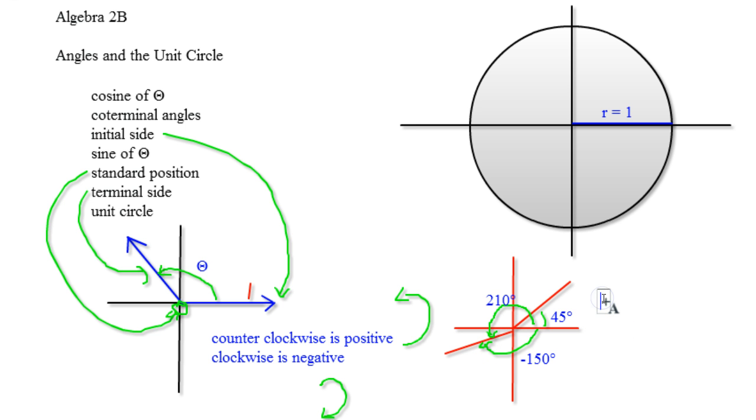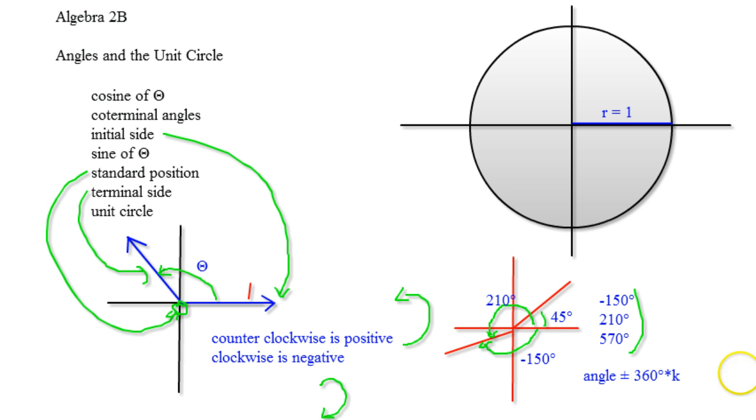So negative 150, 210, 570. These are all coterminal angles as we work with it. They all end in the same spot. And if you ever want to find a coterminal angle with any angle, take that angle and add or subtract 360 degrees times k, however many times you want to go around, because there's actually an infinite amount of coterminal angles with any angle you pick.